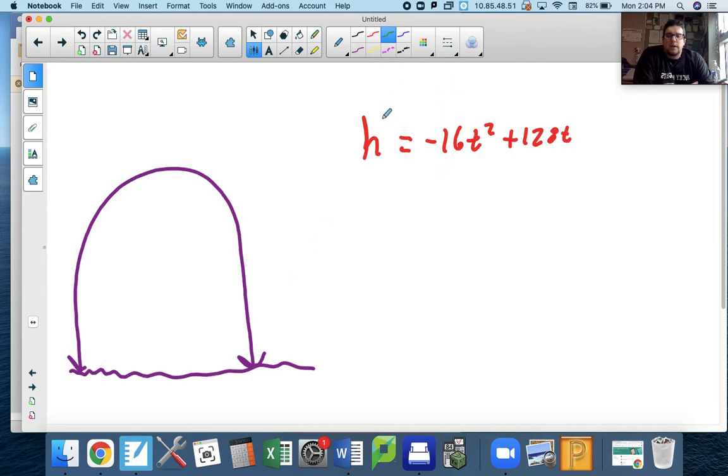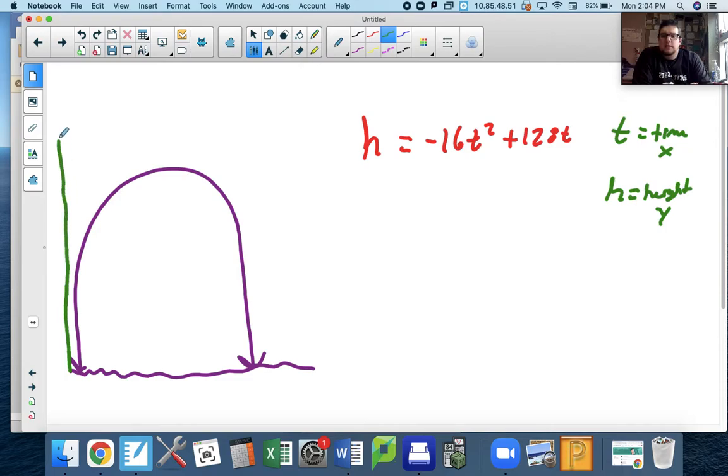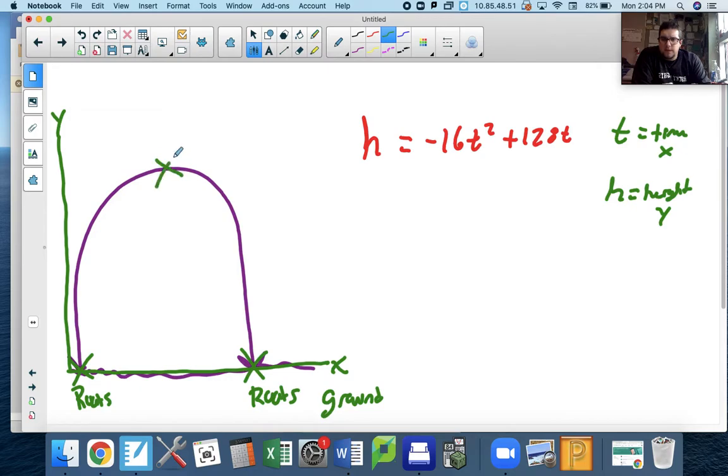Also look at what your letters represent in the story. T is time, that's our x. H is height, that's our y. They're literally telling you that this parabola can be graphed on an x and y axis. So we're looking for the roots when we're on the ground. And then maximum, that's our vertex up here, which we know how to calculate.